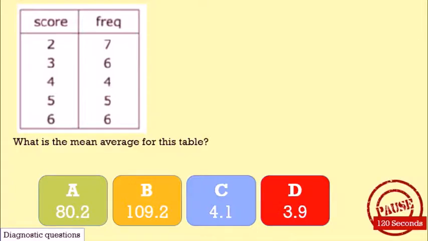So here's a table for the frequency of scores. Press pause, give yourselves a couple of minutes and write down whether you think the answer is A, B, C or D. Now when working out the mean average for any table, we divide the total of the first column, which in this case is scores, by the total frequency.